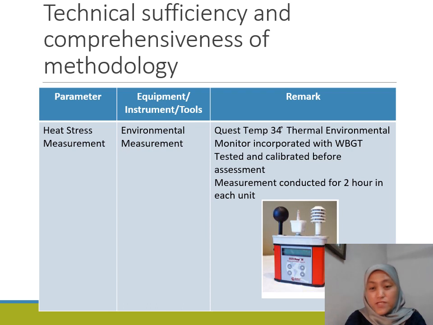Next is the heat stress measurement. As just mentioned before, the heat stress measurement covers two elements, which are heat stress for environmental and heat stress for personal. For environmental, they are using the Questemp 34 thermal environmental monitor, which is equipped with the WBGT sensors.